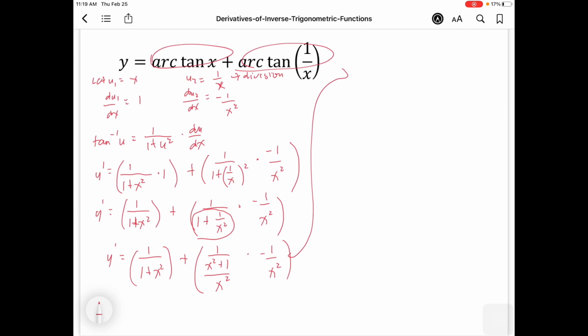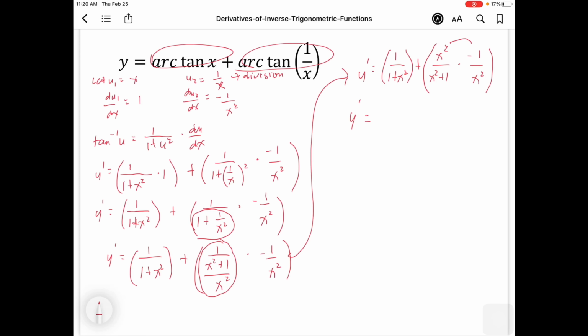Then continuation natin dito, gamit tayo, isi-simplify natin to. We have to use this as the reciprocal. So y prime is equal to 1 over 1 plus x squared plus, yan. So magkakaroon tayo dito ng reciprocal nya. This will be x squared over x squared plus 1 times negative 1 over x squared. And then y prime is equal to, multiply lang natin to dito.